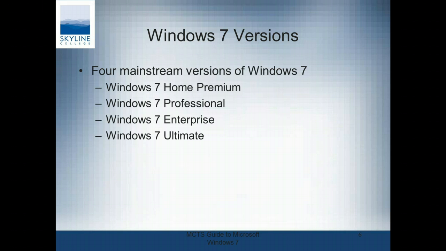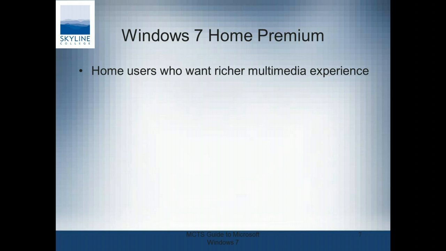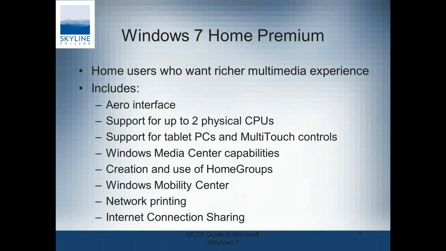So these versions, the same thing, and this is where we'll hopefully get through the 81 slides. Windows 7 Home Premium, and you can read these things. With a richer multimedia experience, kind of a sales pitch. The Aero interface, and this one didn't say 2 physical CPUs, the Home Premium. This means that the motherboard has to have the 2 CPUs. If you have that, the operating system will support it. Support for tablet PCs, multi-touch control. So if you have a tablet, not a Surface, a tablet.